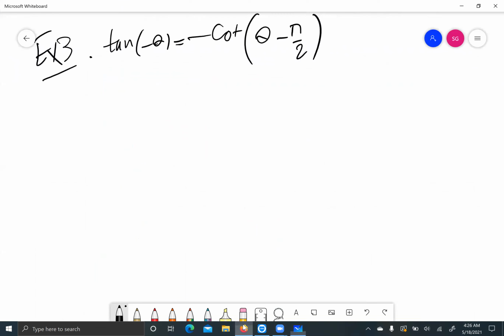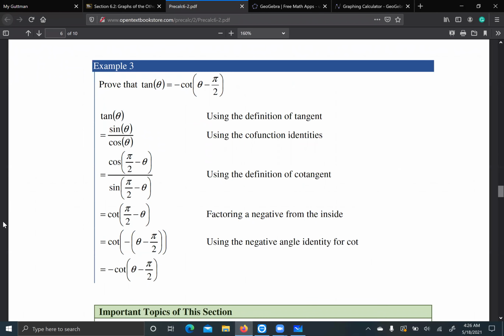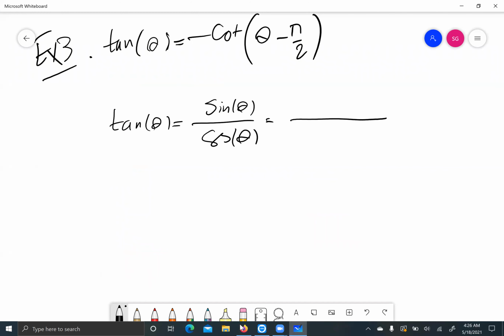Okay, so we know that tangent of theta, not negative theta, I'm sorry, tangent of theta is sine over cosine, right? And then the relationship between sine and cosine is this. Sine can be replaced by the cosine of pi over 2 minus theta, and cosine is the sine of pi over 2 minus theta.